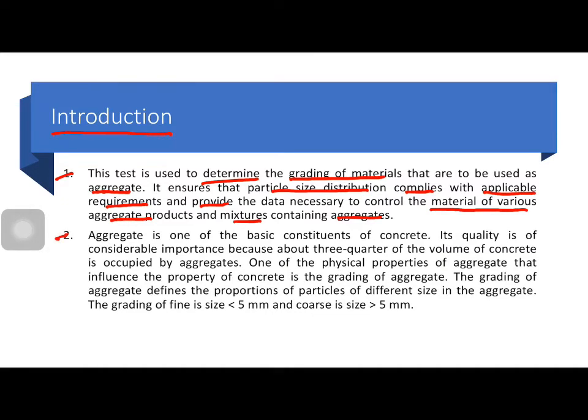And then number 2, aggregate is one of the basic constituents of concrete. Its quality is of considerable importance because about 3/4 of the volume of concrete is occupied by aggregate. One of the physical properties of aggregate that influences the property of concrete is the grading of aggregate. The grading of aggregate defines the proportions of particles of different size in the aggregate. Fine aggregate is of size below 5 mm and coarse aggregate is of size more than 5 mm.